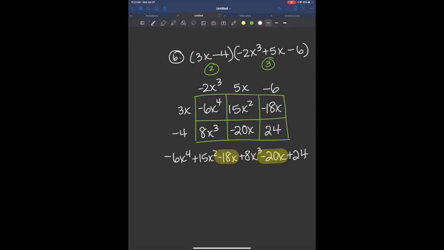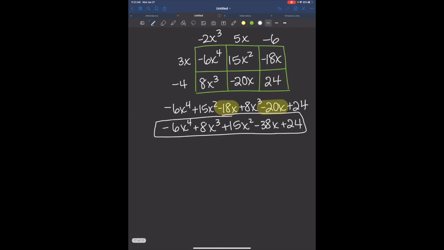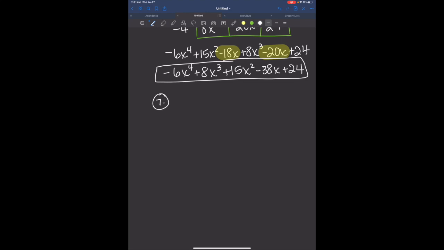And we have to rearrange a little bit to put it in standard form, which is the highest exponent to the lowest exponent. That's why that 8x cubed moves to the left. But the 15x squared is still there.